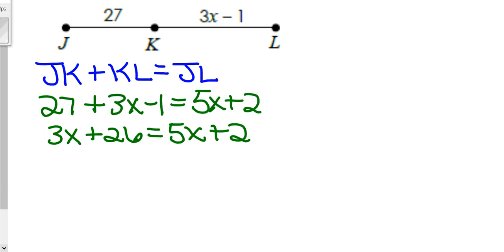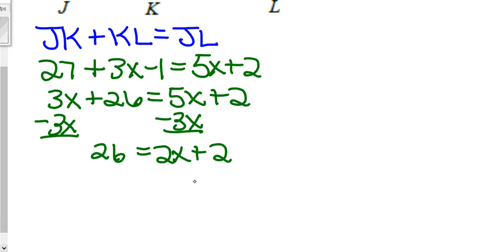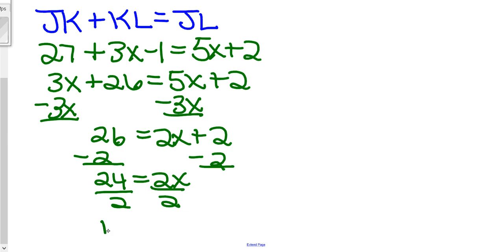I'm going to move my variable. You can move either 5x or 3x. I'm going to move 3x, so I'll subtract 3x on both sides. You get 26 equals 2x plus 2. Subtract 2 on both sides. You get 24 equals 2x. Divide by 2. And 12 is equal to x.